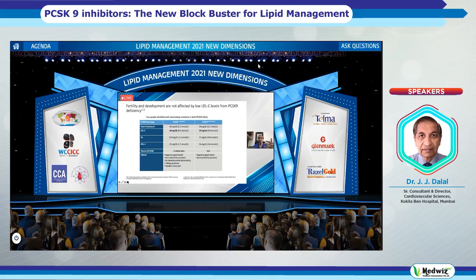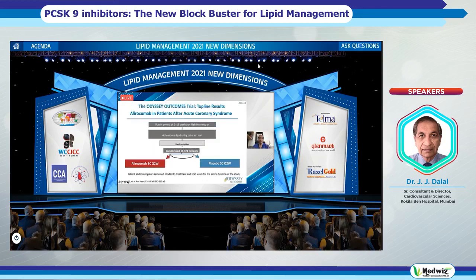They had children, they were absolutely normal. So clearly, even having LDL levels as low as 14 or 15 right from birth is not really an issue.